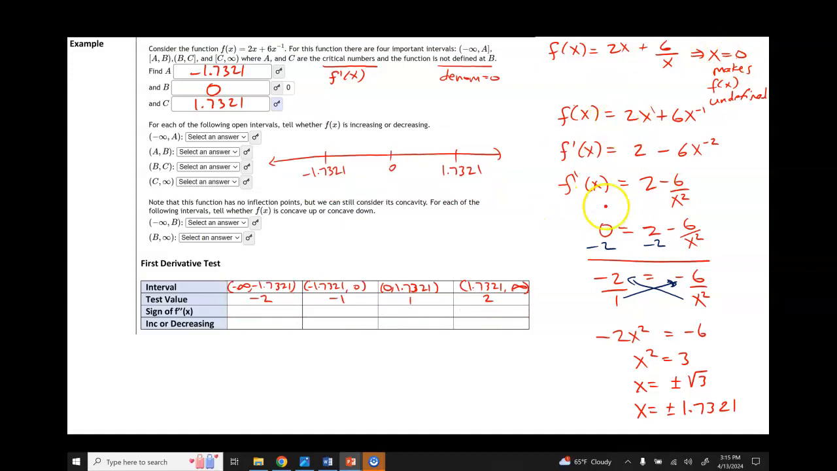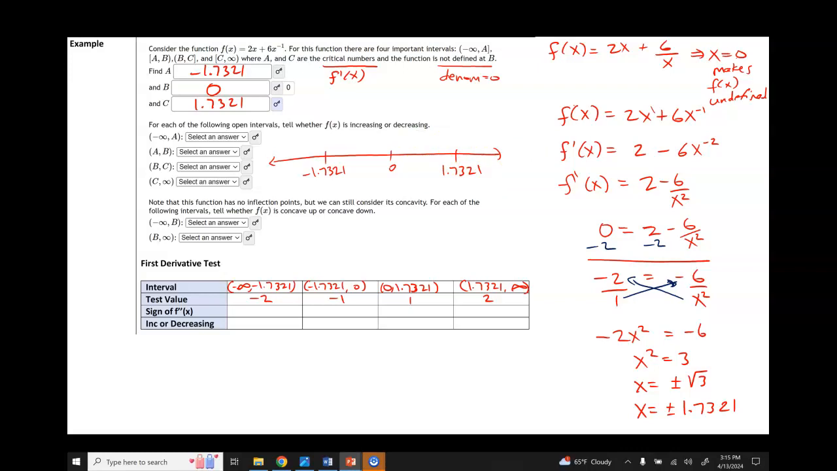So we found the first derivative, we set it equal to 0, and solved for x. So our critical numbers are negative 1.7321, 0, and 1.7321. We can make intervals and then pick a test point on each interval. To the left of negative 1.7321, I pick negative 2. In between, I pick negative 1. Between 0 and 1.7321, I pick 1. To the right of 1.7321, I pick 2.